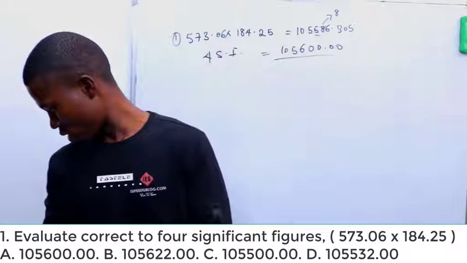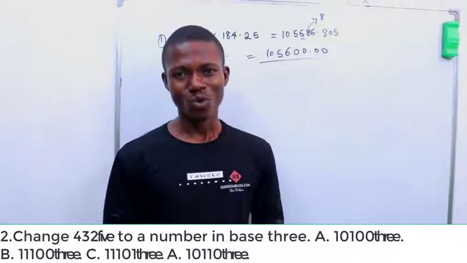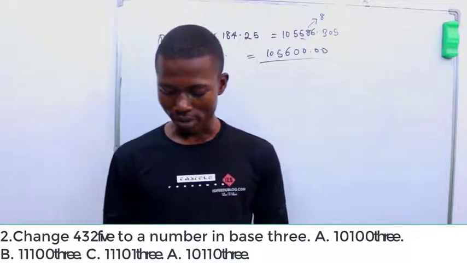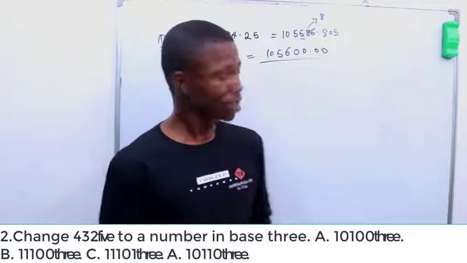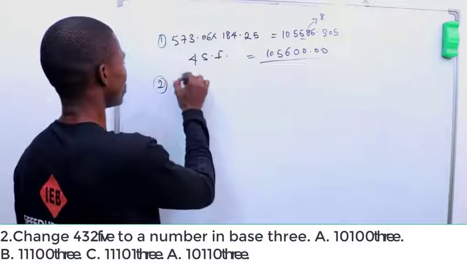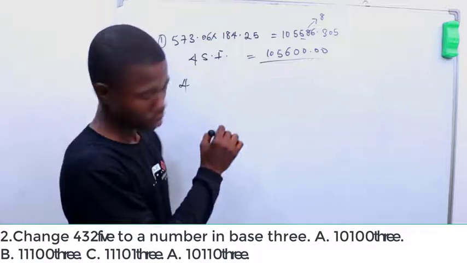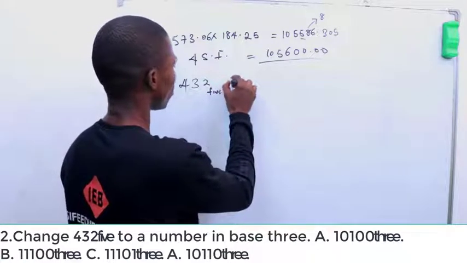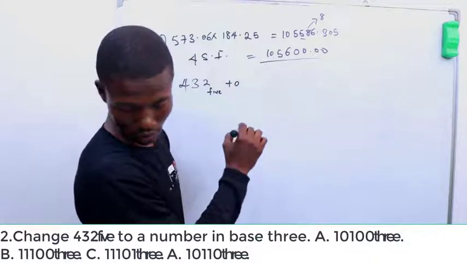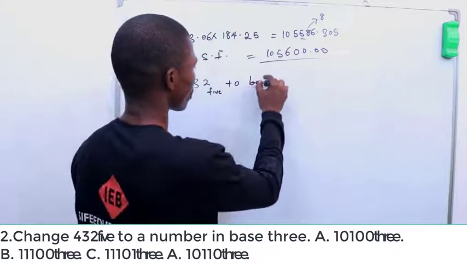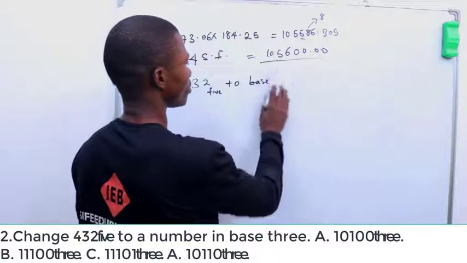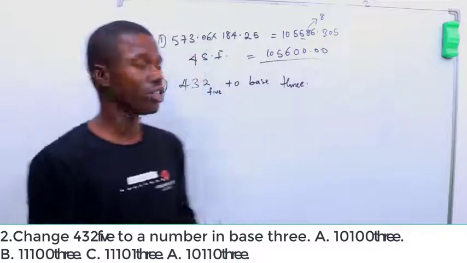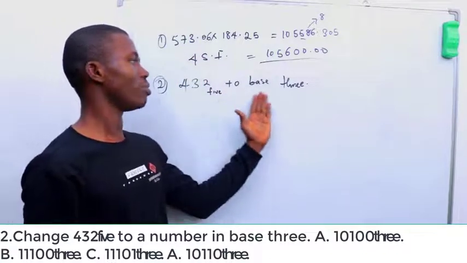That is option A. Question number 2: Change 432 base 5 to a number in base 3. We should convert or change 432 base 5 to base 3. We should change this base 5 to base 3.